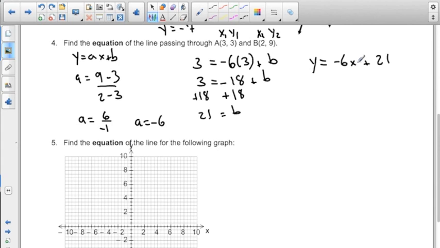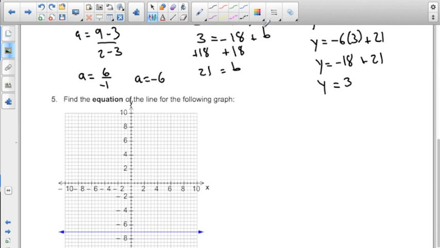So if we decide to check our rule, let's see what happens when we have 3 for our x. So we take this 3 and we substitute it in. So y equals -6 times 3 plus 21. y equals -18 plus 21, which will give us, so when x is 3, y is 3, which is what we have. Good? We're going to keep going.